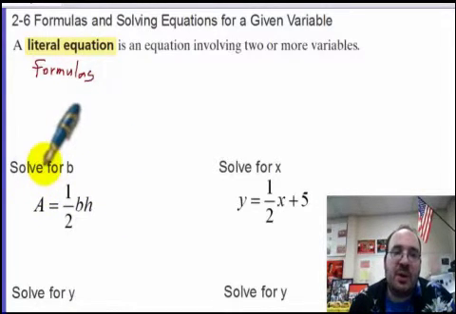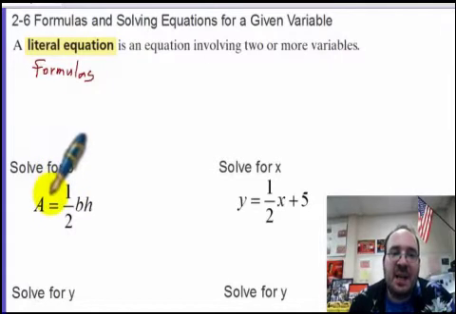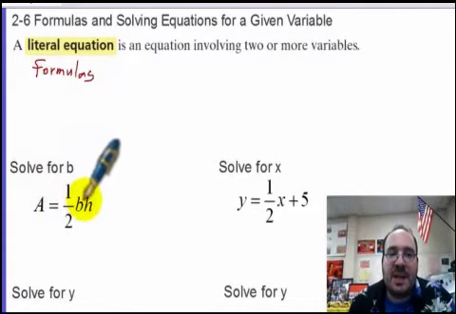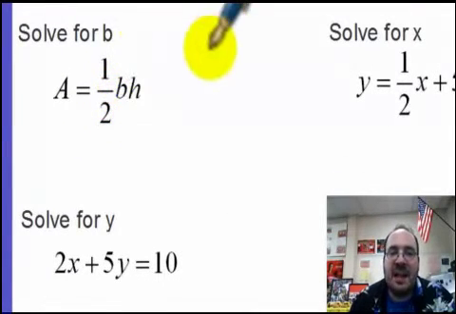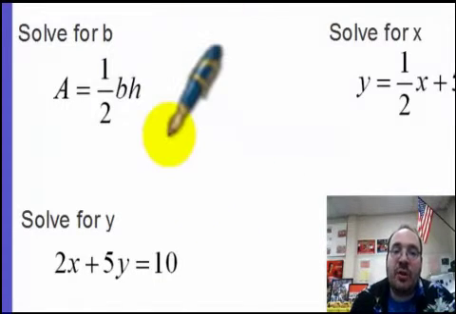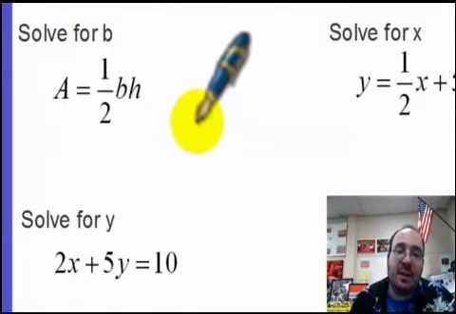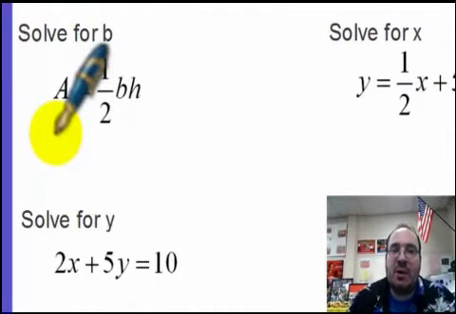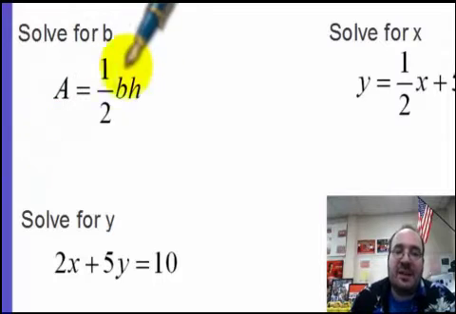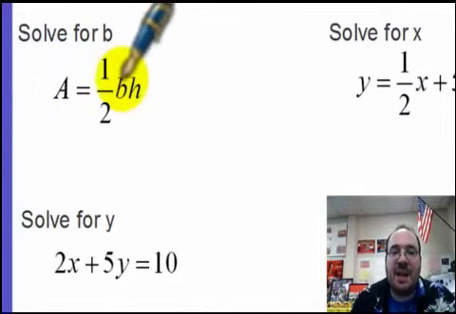For example, here I want to solve for b. I've got a equals 1/2 bh. Maybe I have a list of a values given to me, and I want to find all the b values that go with those a values. So I don't want to plug in a different number for a and have to keep finding b over and over and over again. If I can solve for b, that'll save some time.